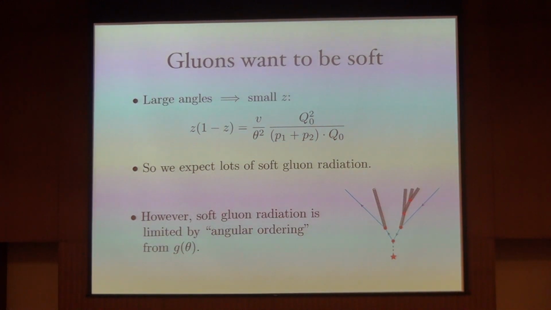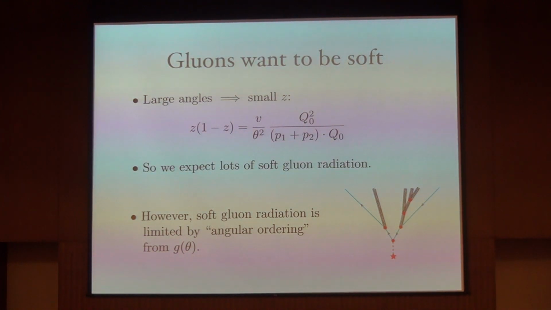Okay, so next thing I should tell you is that gluons like to be soft. In fact, there's just a translation between the angle between the two gluons that are emitted and the fraction of the momentum that one or the other of them carries, which we're calling z. And here I just wrote the relationship. z times 1 minus z is v over theta squared times a kinematical factor. So large theta means small z, or else small 1 minus z. And small z means large theta. You can just write things in terms of either z or theta.